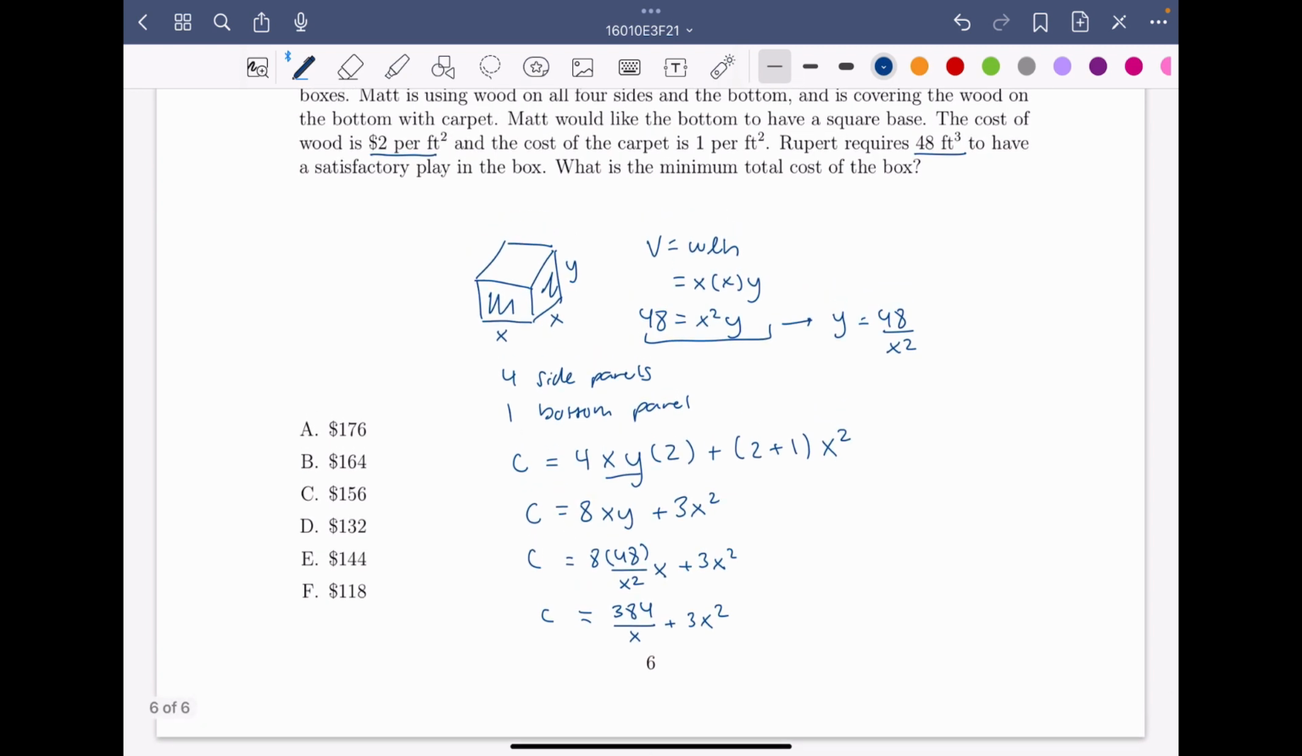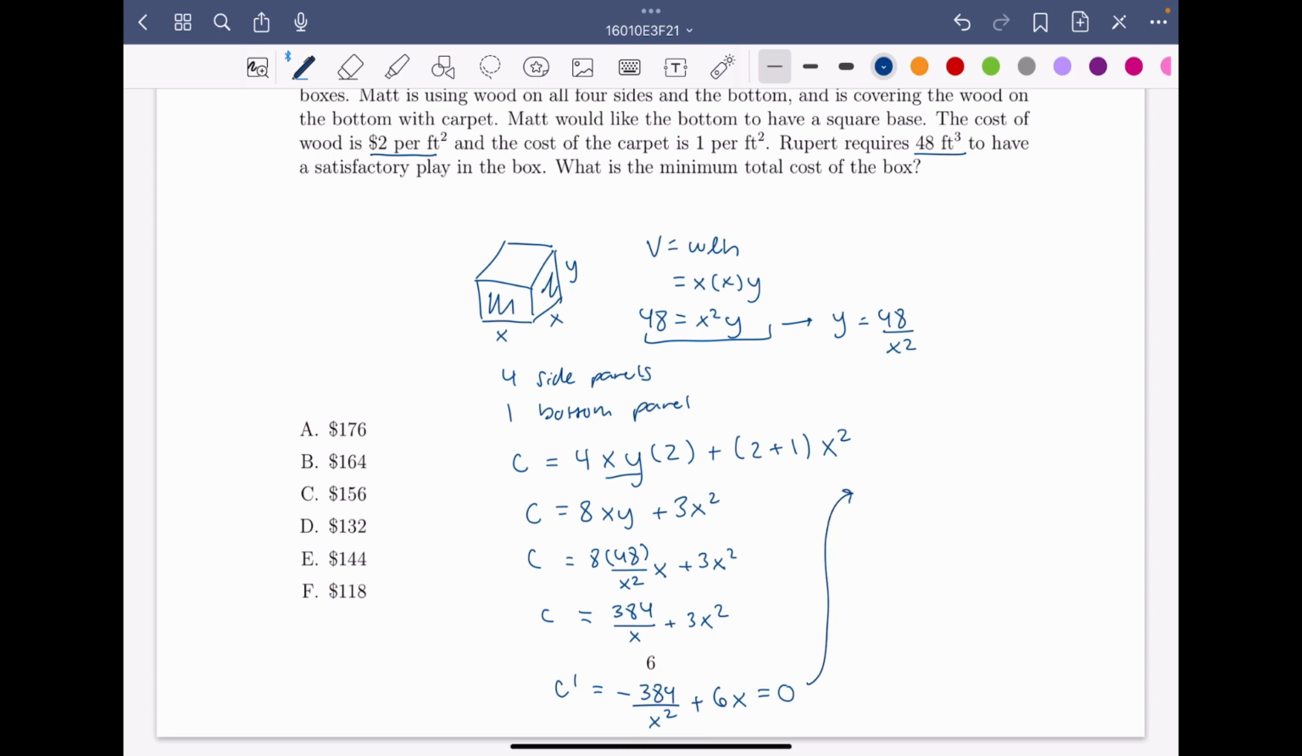Now, again, we're trying to find where the cost is minimized, so that's wherever c prime equals 0. So let's go ahead and find the derivative. C prime equals the derivative of 384 times x to the negative 1, so that would be negative 384 times x to the negative 2, which is over x squared, plus the derivative of 3x squared, which is 6x. We want to set this equal to 0 to find the minimum.